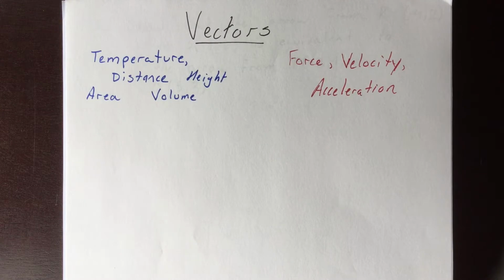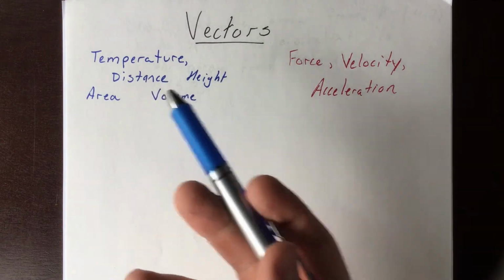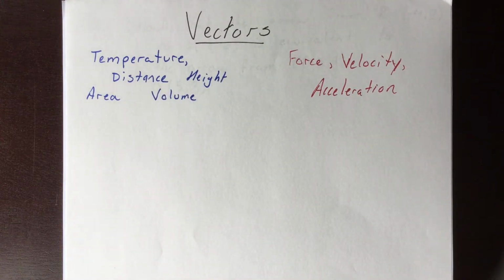Everyone, before we begin, I would like for you to look at these two lists and think about how the two lists differ. So when we look at the first, temperature, distance, height, area, volume, they seemingly have no connection. Area and volume, maybe, distance, height, maybe, but then there's temperature. How do all of these relate?